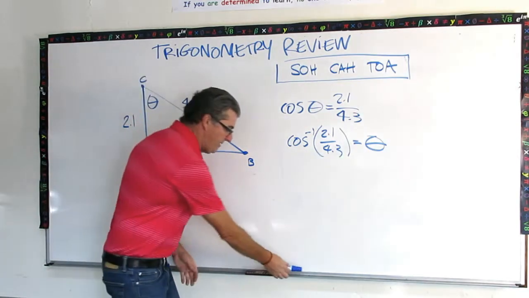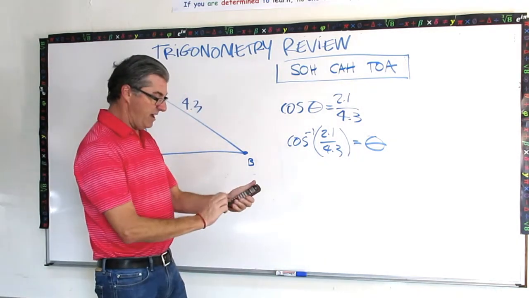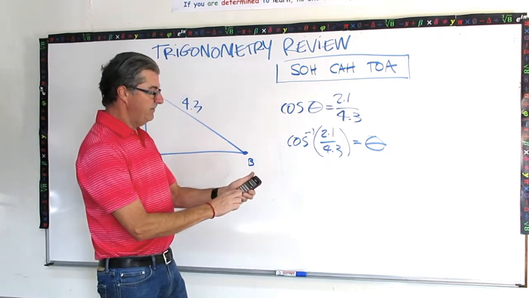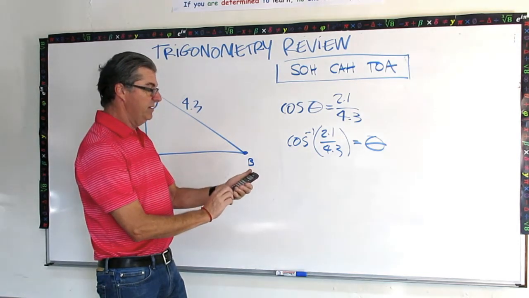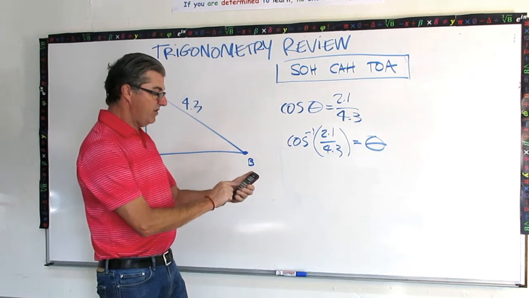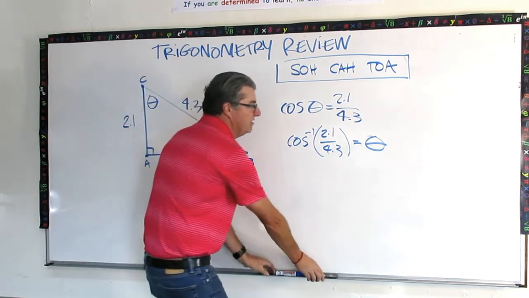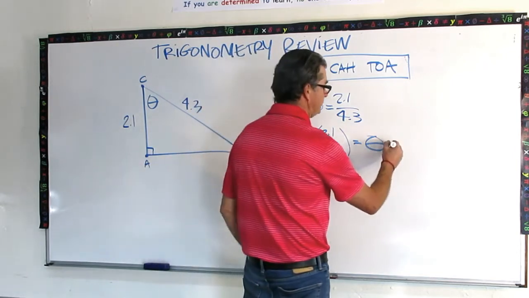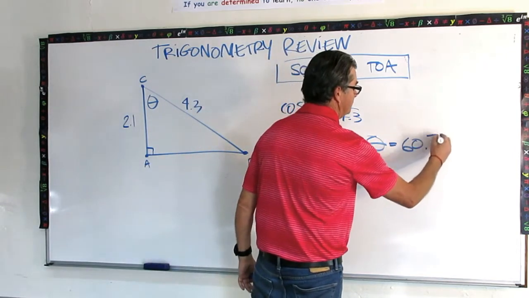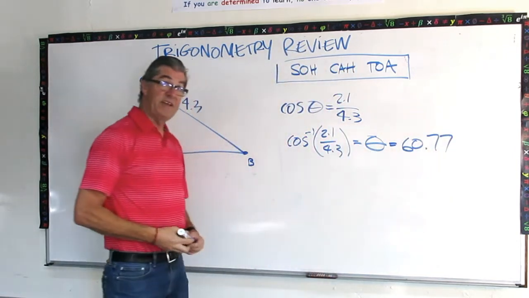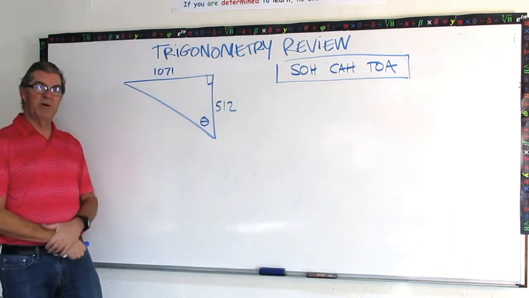Okay, so let me pull out my handy-dandy calculator and do the math. 2.1 divided by 4.3 equals that. Second function, cosine, that gives me 60.77 degrees. And that's our theta. Okay, here's another one.